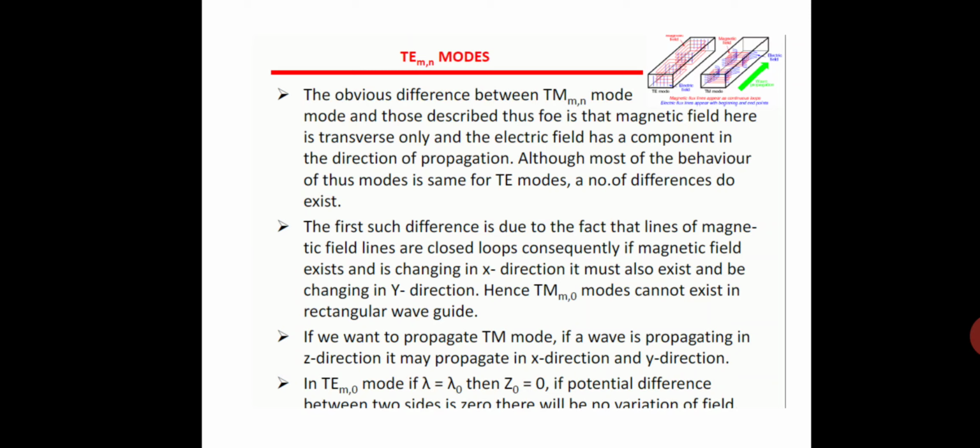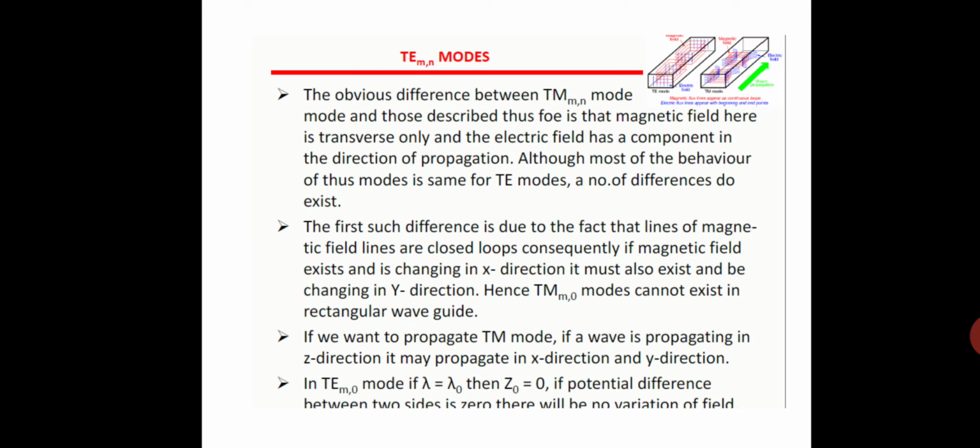So what are TE modes? The obvious difference between TM modes and those discussed thus far is that the magnetic field here is transverse only and the electric field has a component in the direction of propagation. Although most of the behavior of these modes is the same, for TE modes a number of differences do exist.